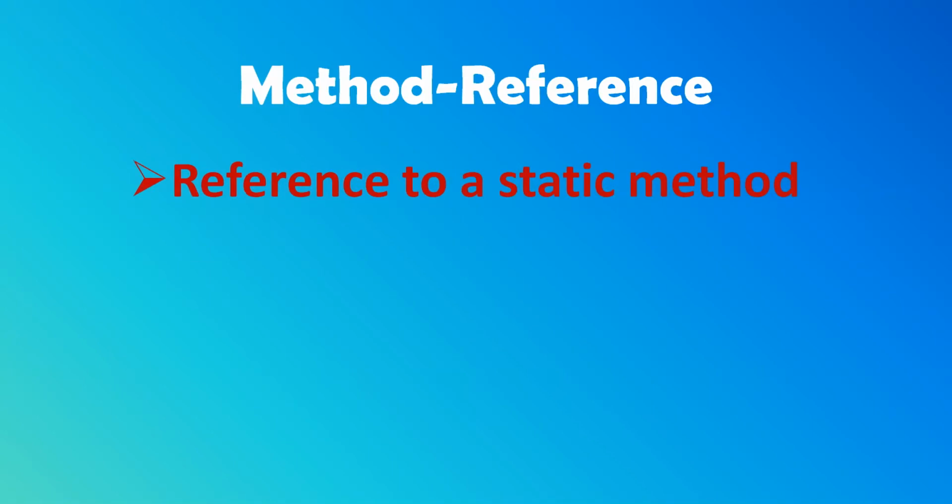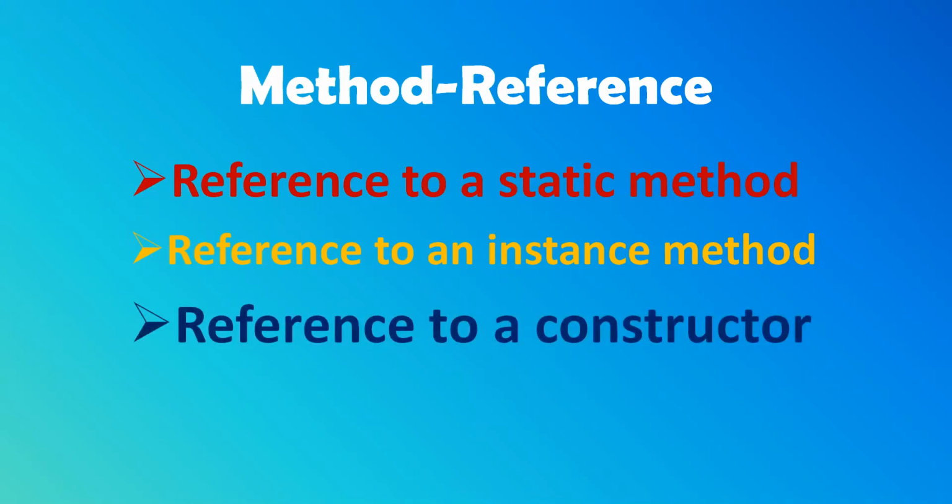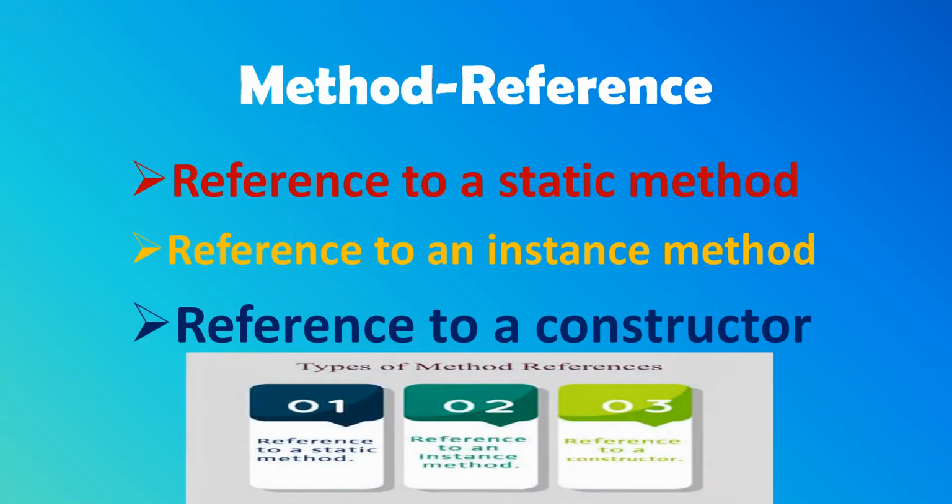But before that, let me tell you there are different types of method reference. The first one is reference to a static method, the second one is reference to an instance method, and the third one is reference to a constructor. Let's see a simple example of how a method reference looks.